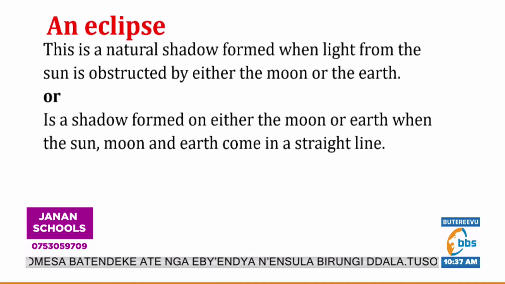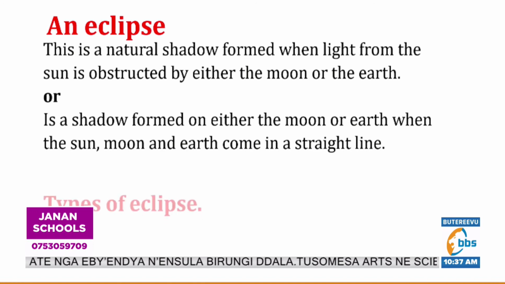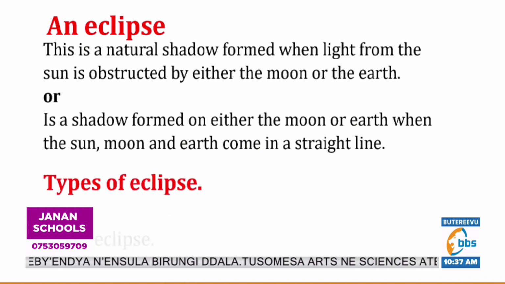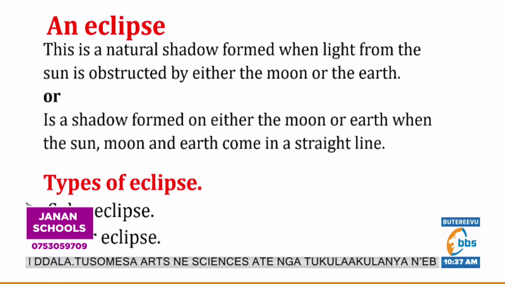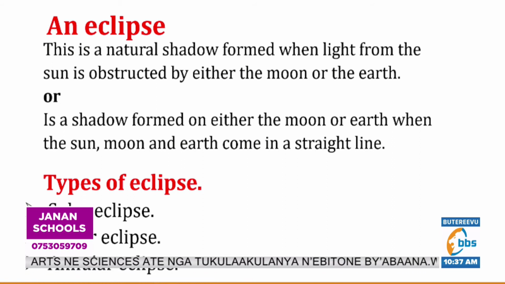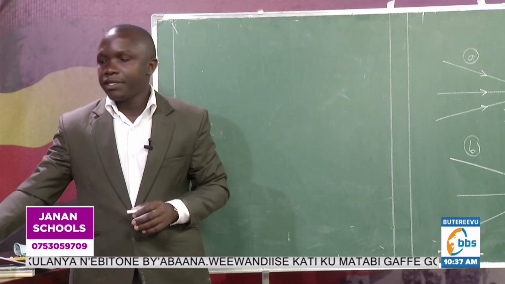And we have three types. We have the solar eclipse, we have the lunar eclipse, and we also have the annular eclipse. Those are the three types: solar eclipse, the lunar eclipse, and the annular eclipse. Now, let's start with the solar eclipse.